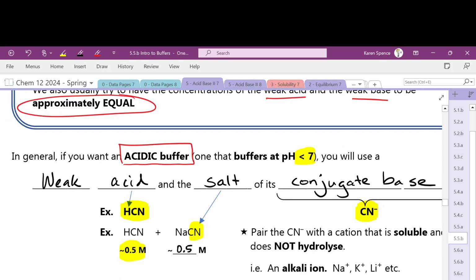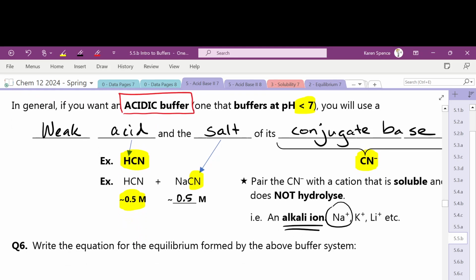So pair the CN, of course, with a cation that is soluble and does not hydrolyze, any alkali ion, but Na is our favorite. Could you write the equation for the equilibrium formed by the above buffer system? And if you're dealing with a buffer system, you don't want any spectator ions.